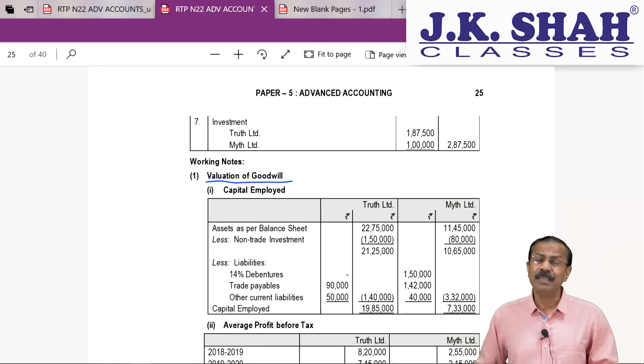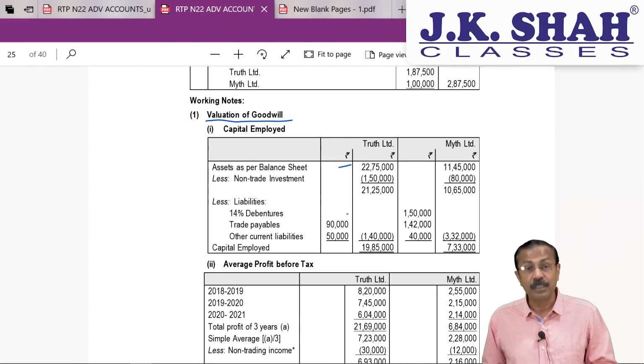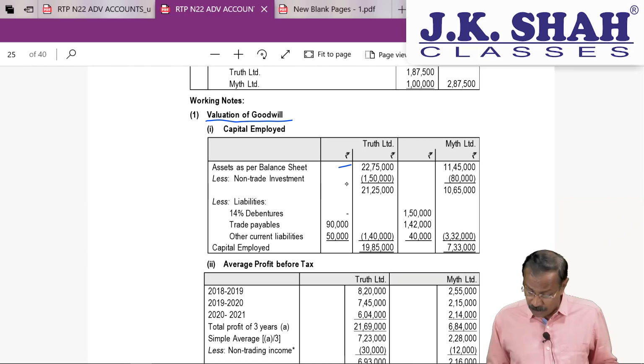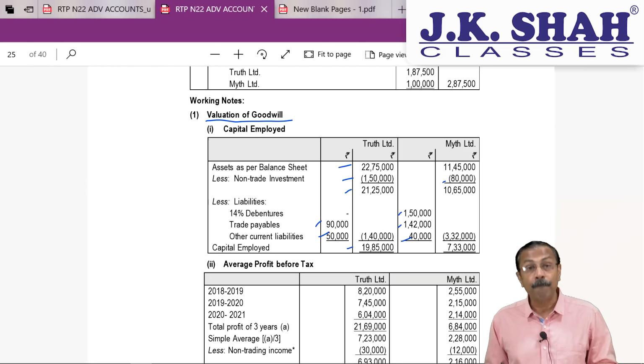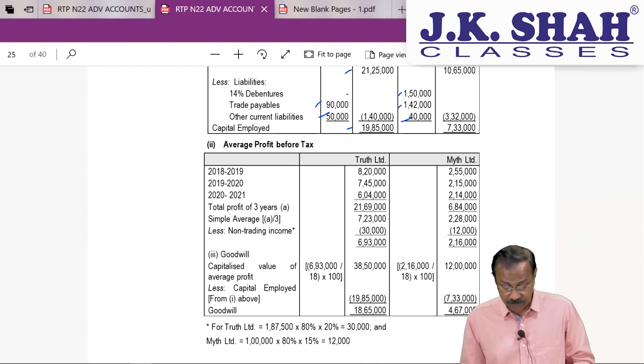Capital employed, very simple, amount invested in the business. And which values are you going to take? The book values, remember. So over here, assets as per balance sheet is 2275, but you will minus non-trade investments. Non-trade investments not required for the business, long-term in nature, remember. This is your net assets. Less the liabilities, remember, you will get your capital employed. This is at book values, remember.